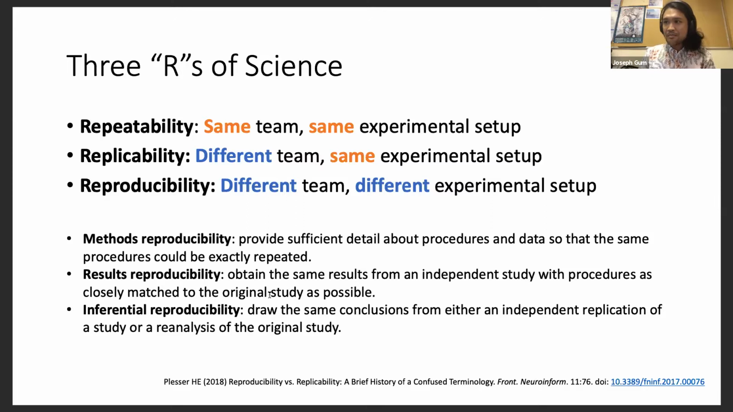There are 3 big things that come out of this paper, or 3 ways they try to define it: methods reproducibility, results, and inferential reproducibility. Hopefully they all make sense to you. Can we provide enough detail about procedures and data so that you can do the same procedures? Can you get the same results? Can you draw the same conclusions?